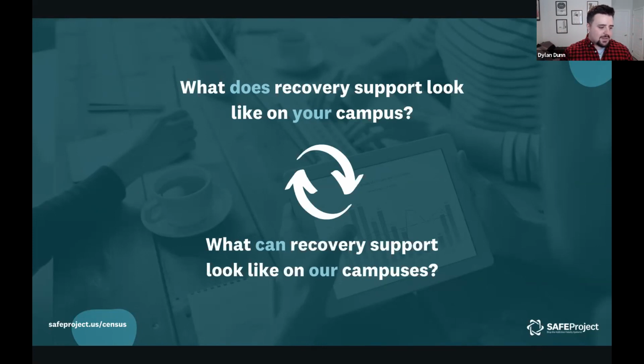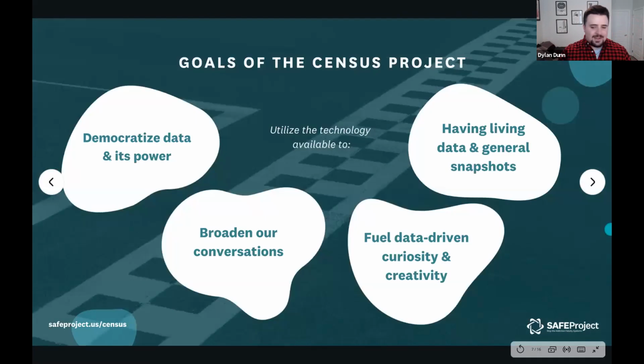So that's my soapbox that I'll probably get on and off throughout this whole presentation. All right, quickly, the goals of the census, if I haven't made it clear already.